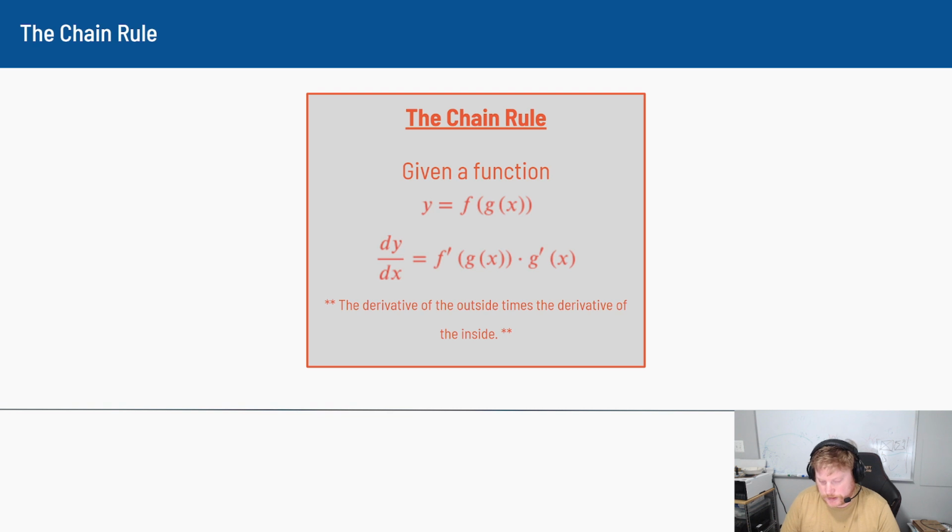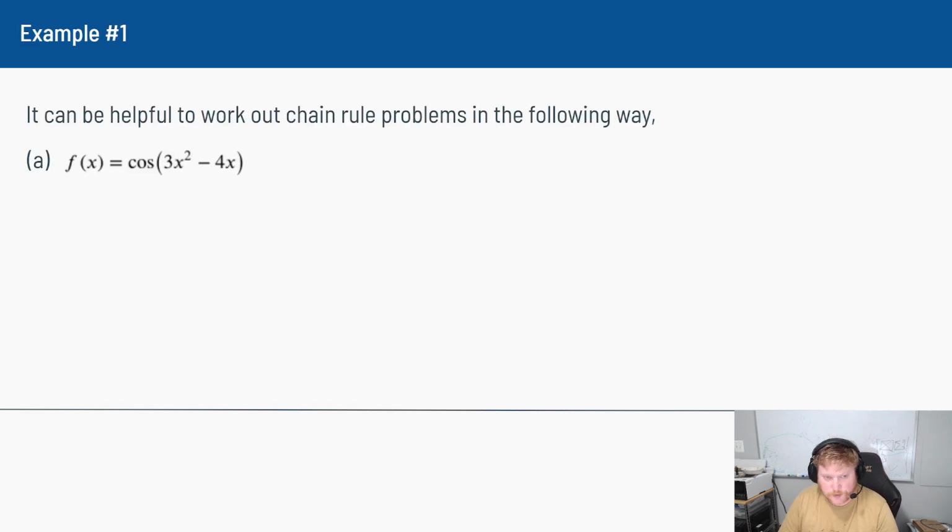Okay, so let's take a look at an example. In this first example, I want to show how the problem can be broken down into the outer and inner functions. So the outer function here is the cosine function. So it's the cosine of something. That something in green, 3x squared minus 4x, that's my inner function. And so I might label the outer function as f of u, so cosine of u. And the inner function is just u, 3x squared minus 4x.